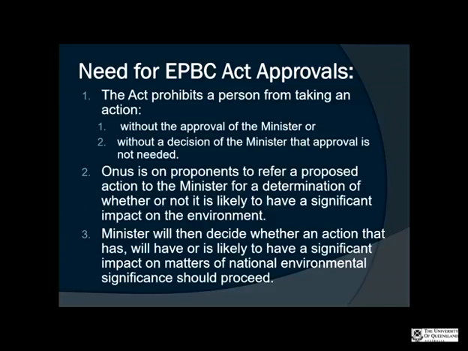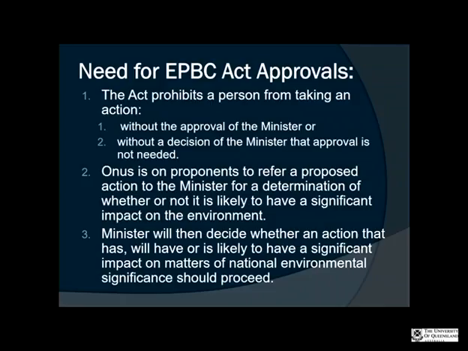So why do we need approval under the EPBC Act? Well, the way that the Act works is it prohibits a person from taking an action without the approval of the Minister or without a decision from the Minister that approval is not needed. And the obligation is put on proponents, so people who propose a project, which is what a proponent is, to refer a proposed action to the Minister, for the Minister to decide whether or not it's likely to have a significant impact on the environment.